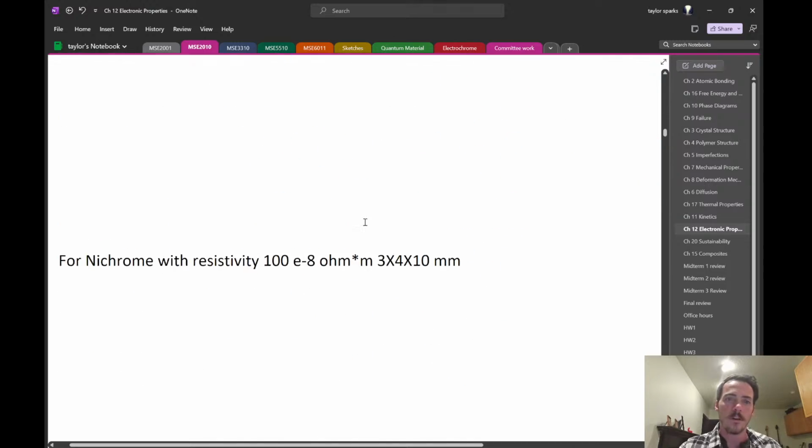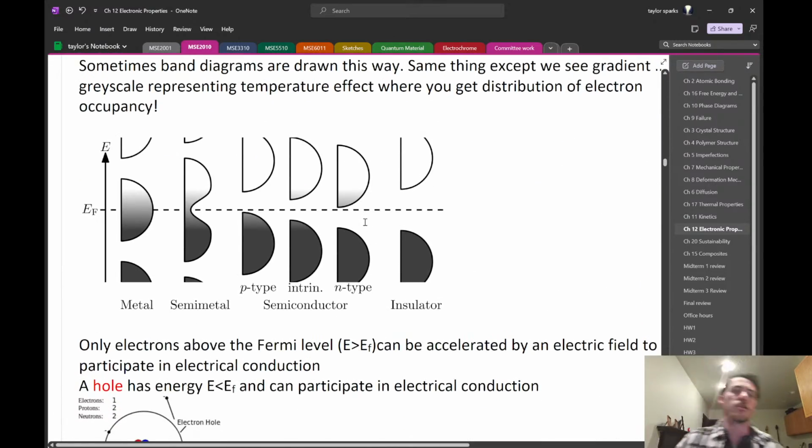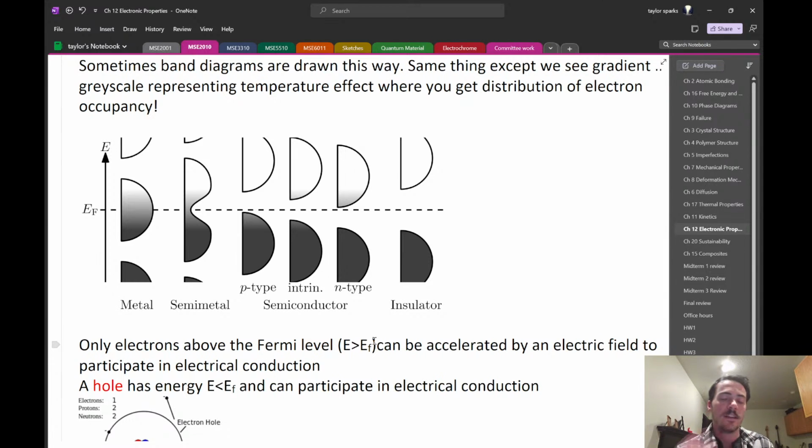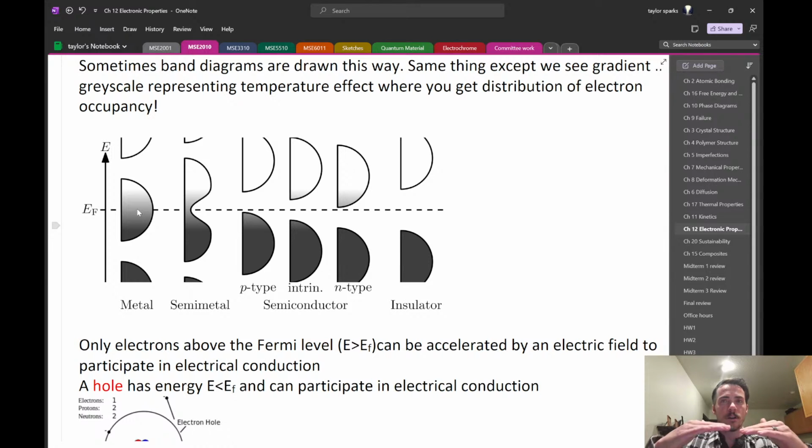So chapter 12 is when we got into electronic properties. I'm going to scroll down to our semiconductors, where we learned about intrinsic versus extrinsic. So let's start with this diagram. This diagram is showing us the band diagrams for metals, semimetals, semiconductors, 3 different types, and insulators. They're all similar. Metal has the Fermi level, which again, think of that as if you were to cool this thing down to 0 degrees Kelvin and look at the point to which your electrons are occupied. Where is that level? That's the Fermi level.